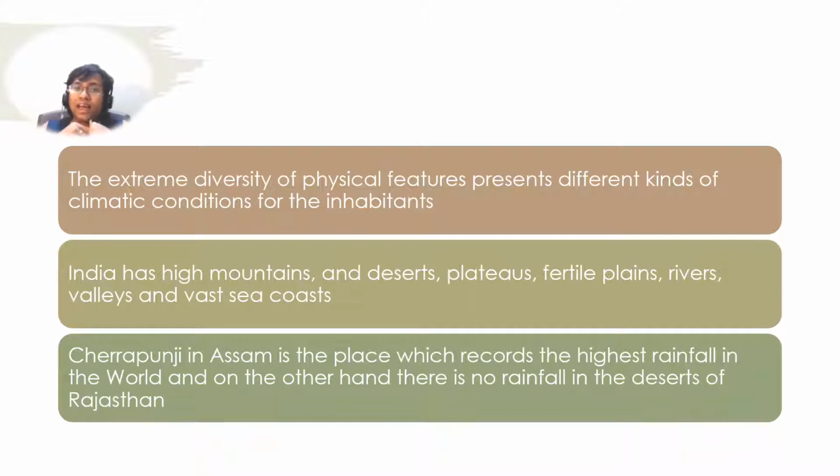India has high mountains, deserts, plateaus, fertile plains, rivers, valleys, and vast sea coasts. On one hand, we have Cherrapunji in Assam, which gets the highest rainfall in the world, and on the other hand, we have the deserts of Rajasthan, where there is hardly any rainfall. Also, in terms of temperature and climate in the country, we see extreme differences.